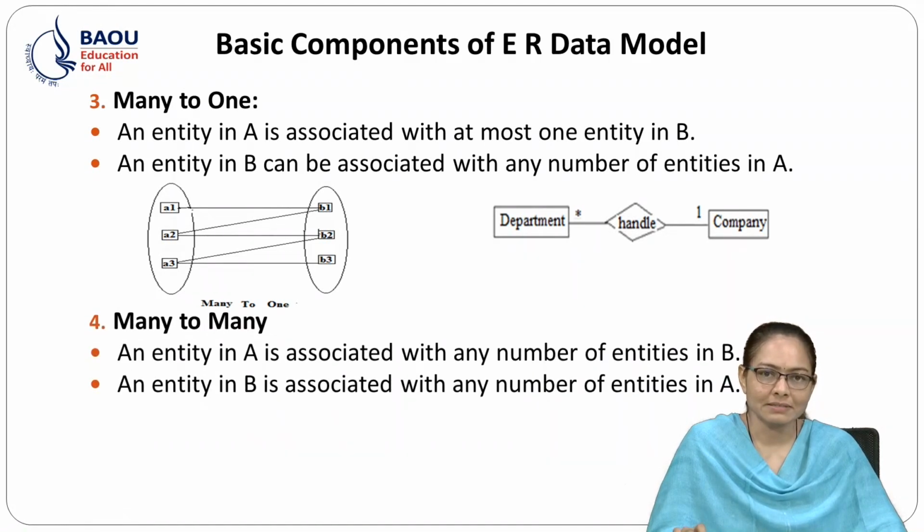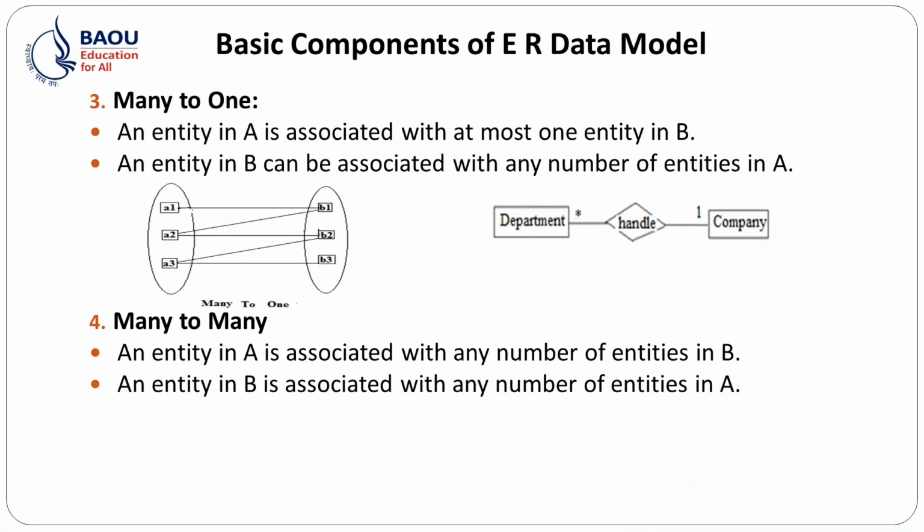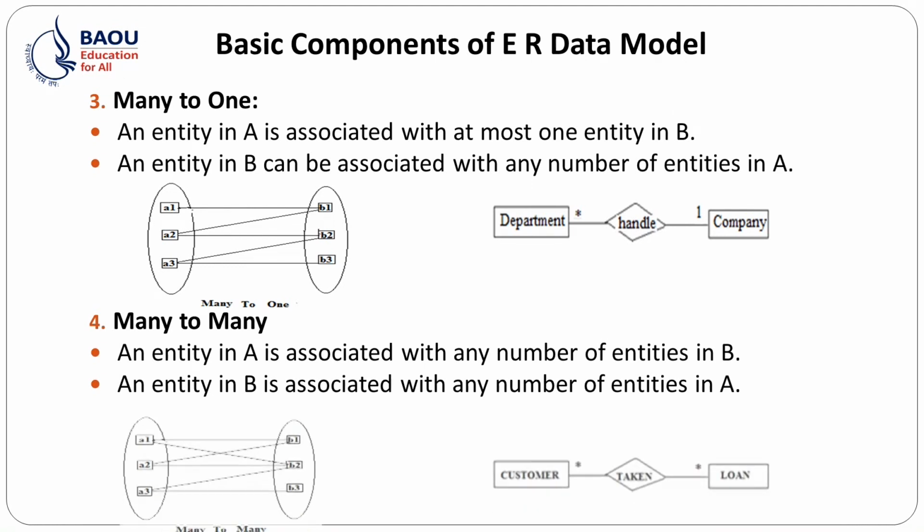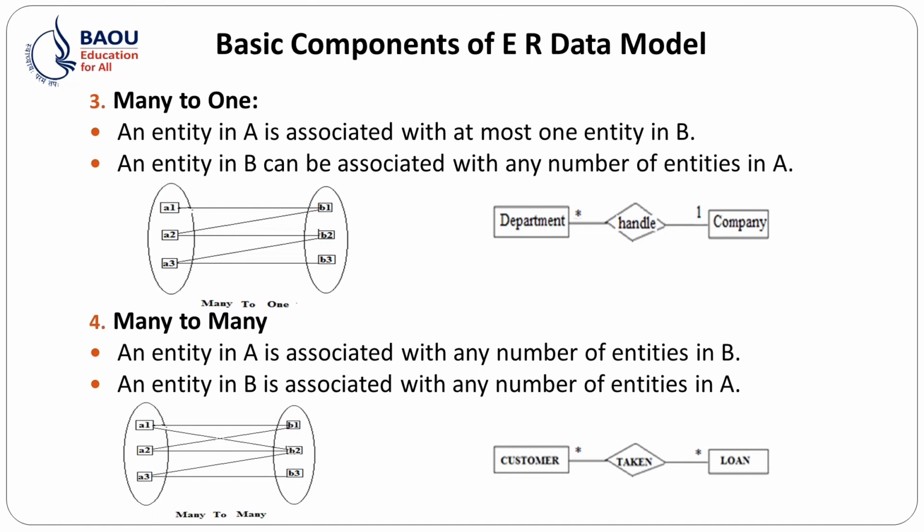Now, the next is many to many relationship. The entity in A is associated with any number of the entities in B, and entity in B is associated with any number of the entities in A, is called the many to many relationship. For example, many customers taking many loans is called the many to many relationship. So, here both sides are described by the star. Star means many to many relationship.